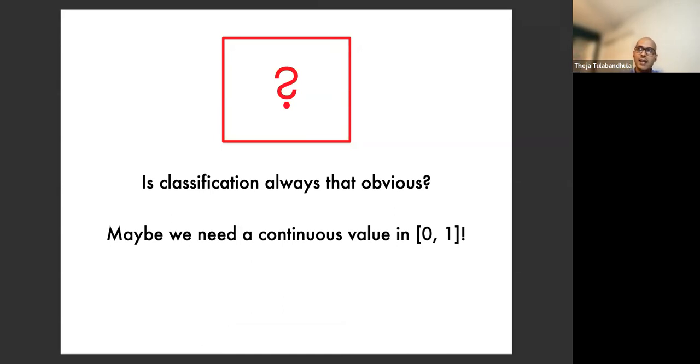And then if the number is close to 0, we can say it's probably the negative class. And if the number is close to 1, maybe we'll say positive class. So we can use continuous values to deal with classification. And the linear model example for doing this is called logistic regression.